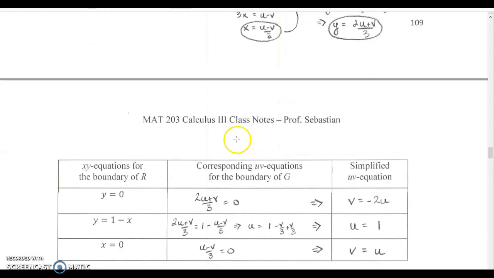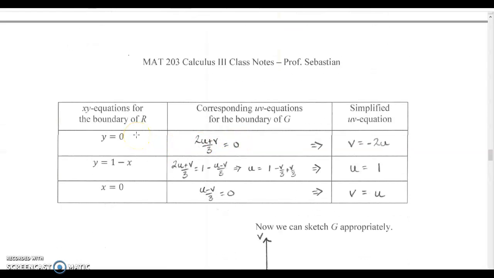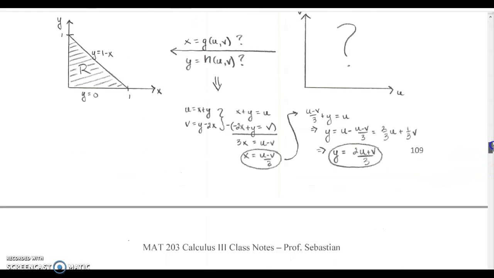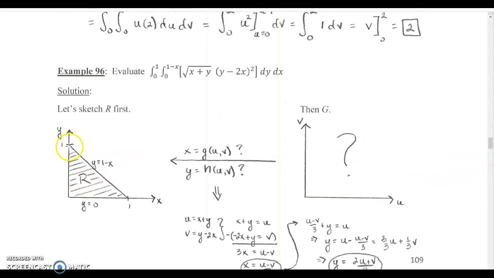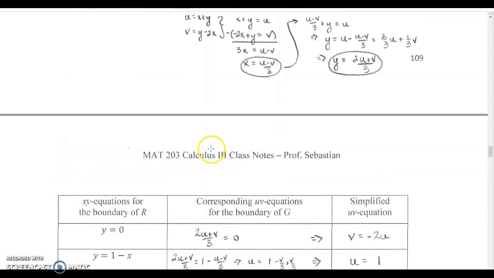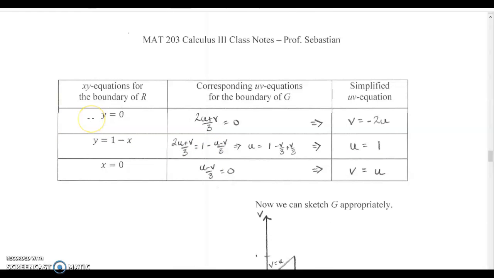Now I want to transform my boundaries. So these are the boundaries of the region R, right? Remember we had x equals 0 going to x equals 1, but when I just look at it right now, we have three boundaries, right? We have the boundary y equals 1 minus x. We have the boundary y equals 0. And this boundary here is x equals 0. So there are three boundaries that I need to transform.